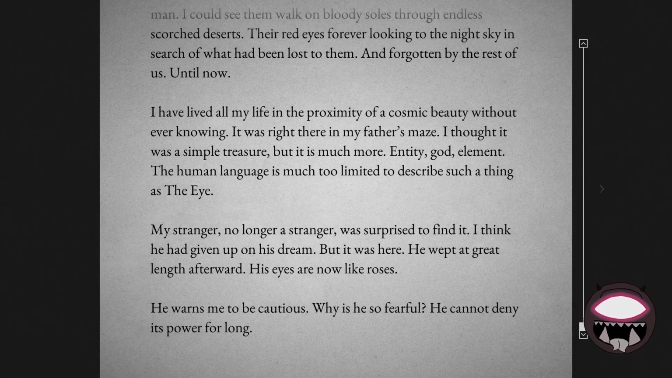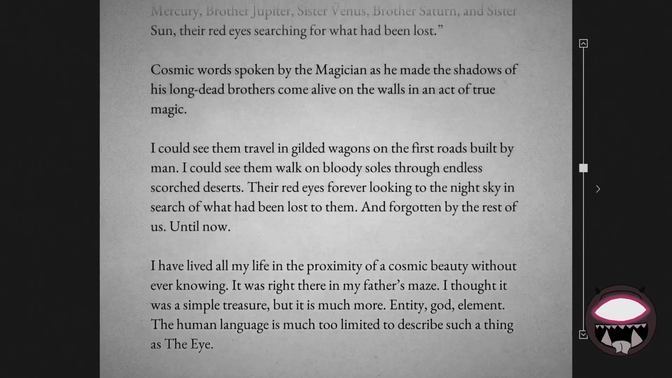My stranger, no longer a stranger, was surprised to find it. I think he'd given up on his dream, but it was here. He wept at great length afterwards. His eyes are now like roses. He warns me to be cautious. Why is he so fearful? He cannot deny its power for long.